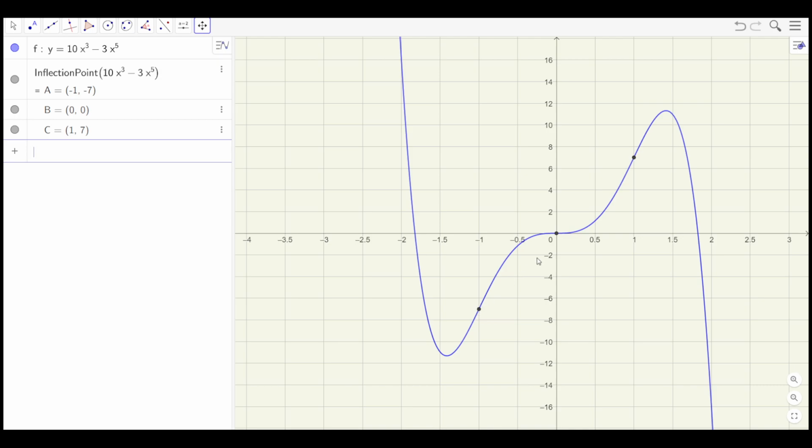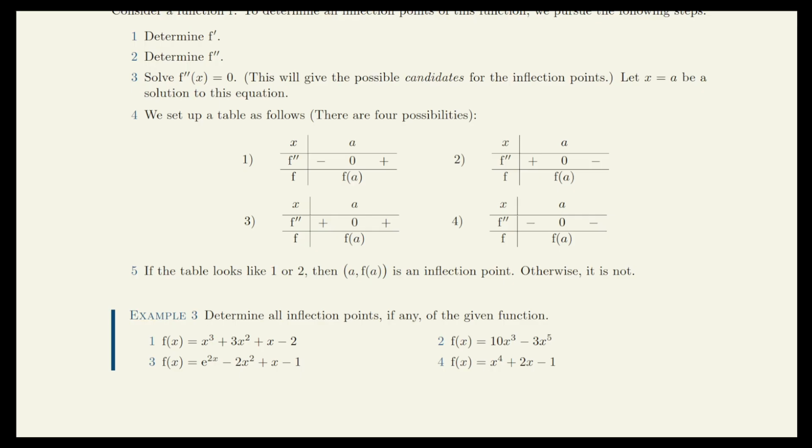So actually they are highlighted on this graph. So these are exactly the inflection points of this function. So that's also good to know about this syntax that you can use to calculate. Okay, now let us go back to the notes.